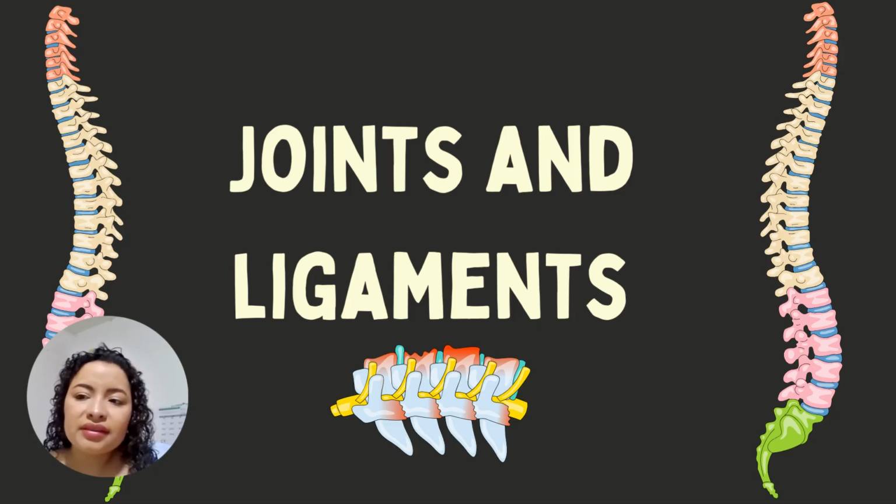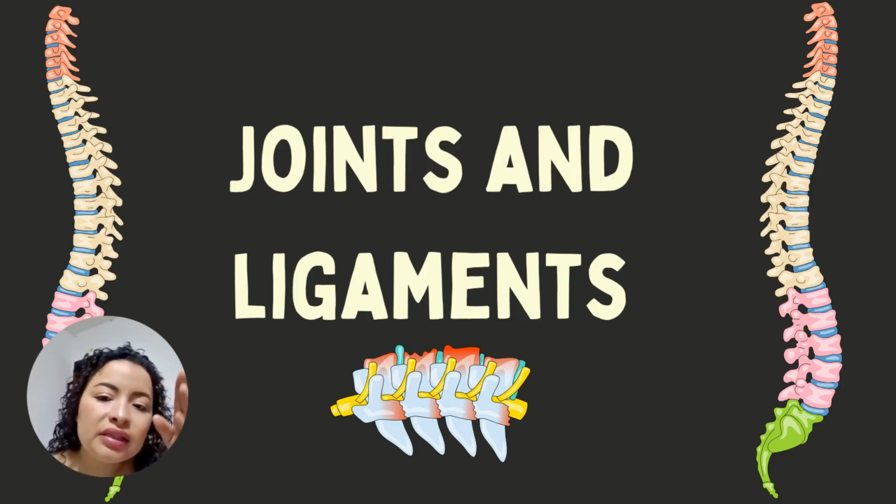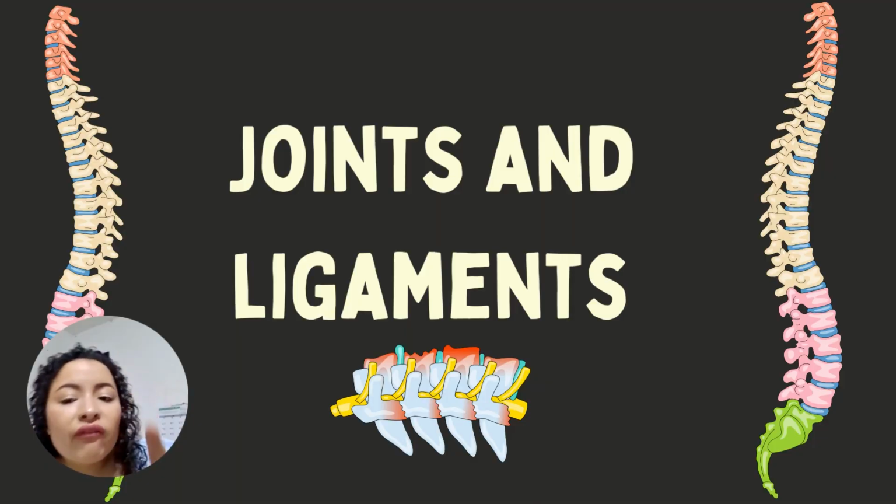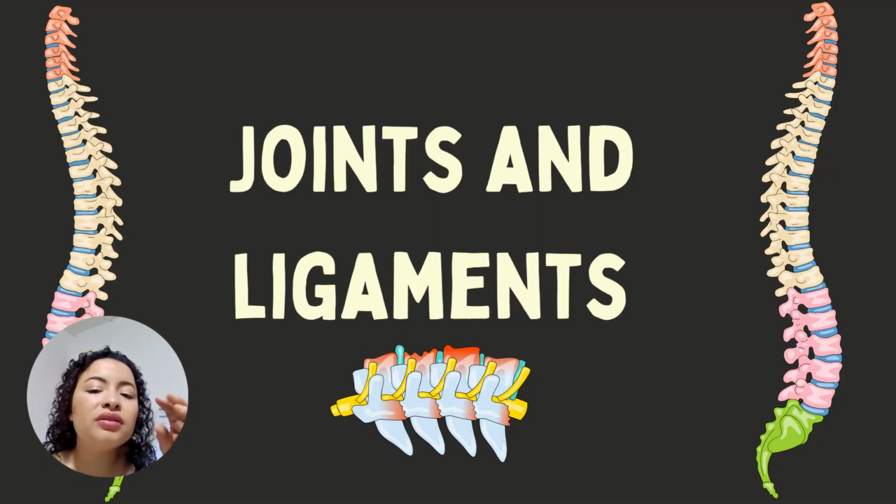Joints and ligaments. After learning about the vertebrae individually, it's time to explore how the spine is held together as a single structure. Adjacent vertebral bodies are joined by symphyses called intervertebral joints. The only exceptions are at the C1-C2 level and further down from S2, where there are no symphyses.